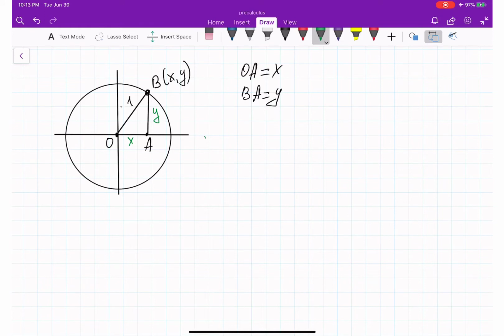All right, so A is our right angle because BA is perpendicular to OA, right? So from here, we can define our sine, cosine, tangent, cotangent, trigonometric functions. This is our alpha. You can take either this angle or you can take this angle, so it doesn't matter. I'm taking that one.